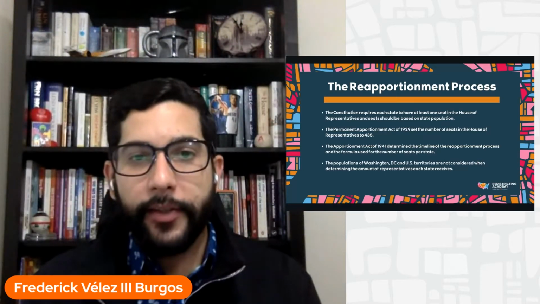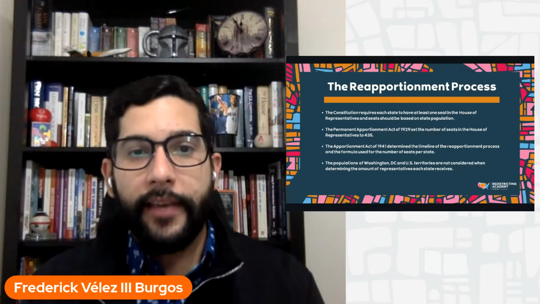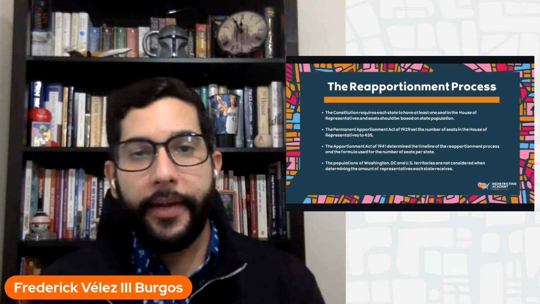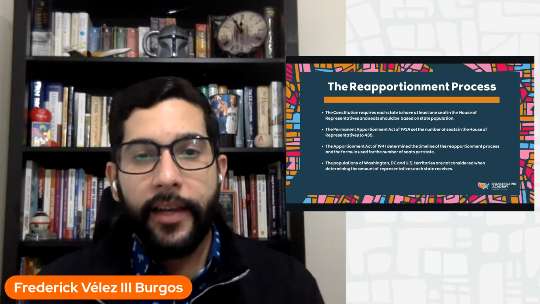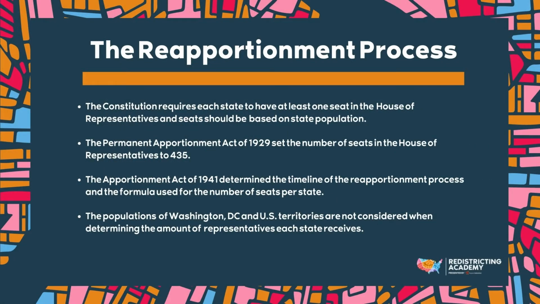Other things we need to take into consideration: for a long, long time, as states were added to our nation, the number of seats in the House of Representatives kept growing. But in 1929, Congress passed a law that set the number of seats at 435. So even though we gained more states, the number of seats in the House stayed at 435. Then in 1941, Congress also passed a law that determined the timeline of the reapportionment process and the formula for the number of seats per state.